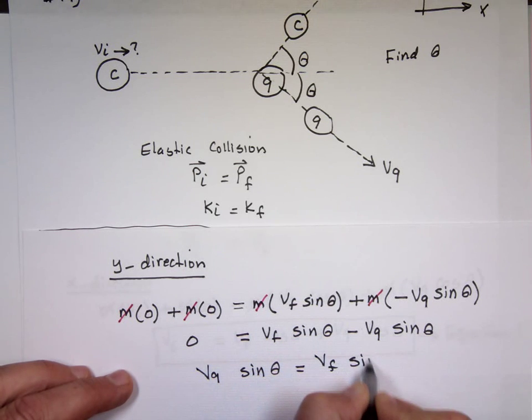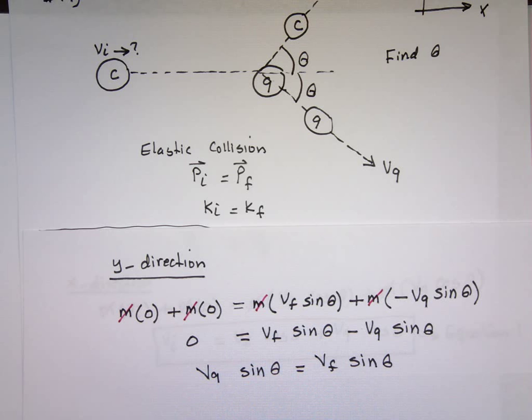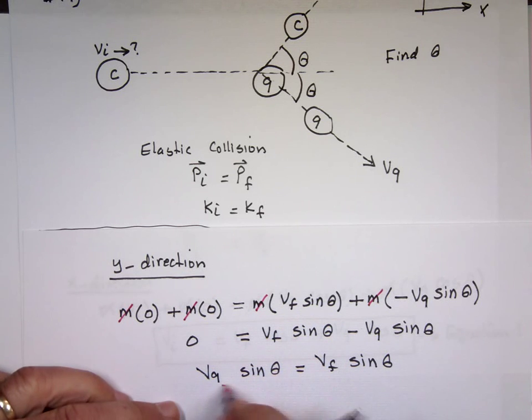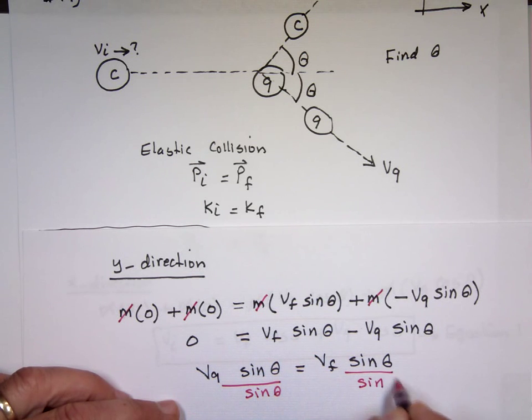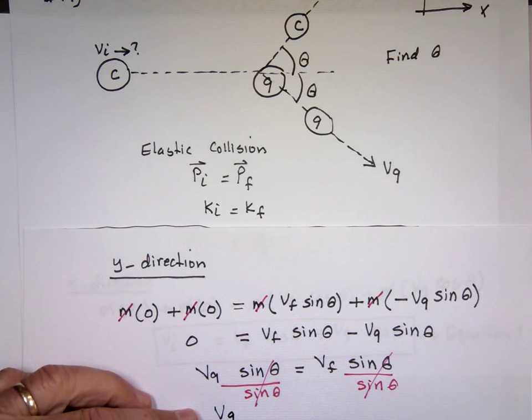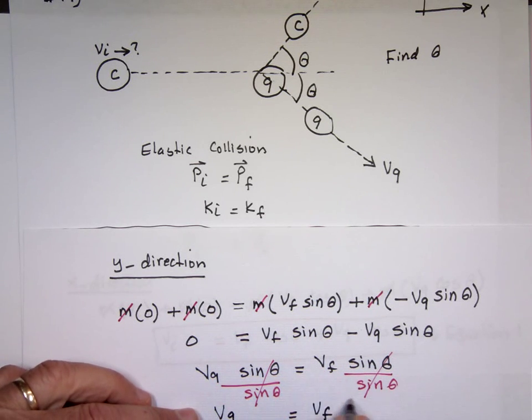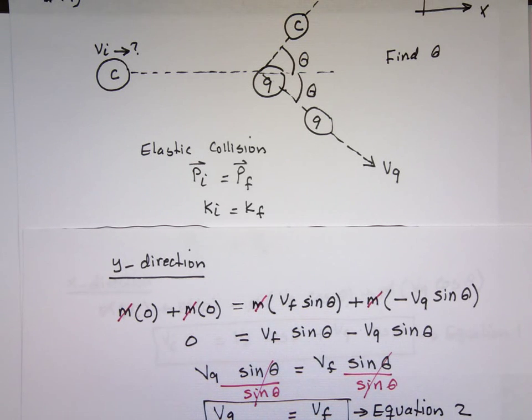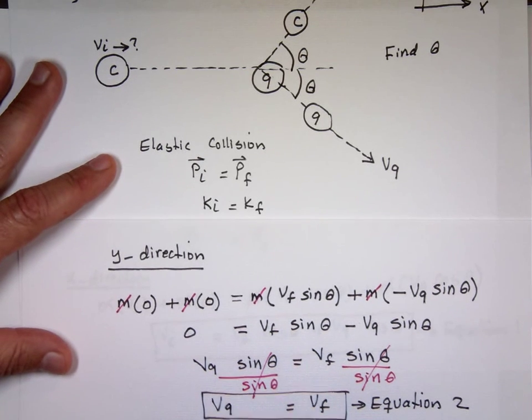Well, what do you know? You have sine theta on both sides. You can divide both sides by sine theta, and sine theta will disappear. That tells you that v9 equals vf. And that's equation number 2.